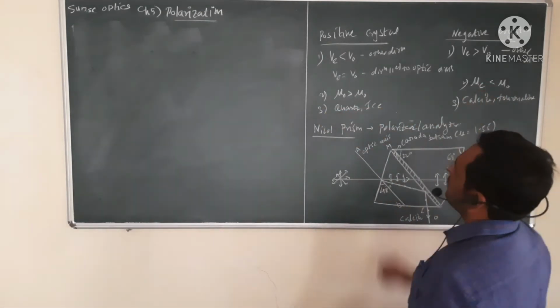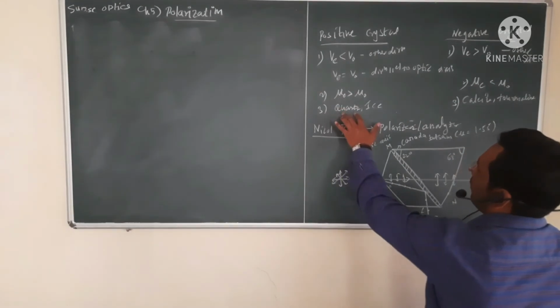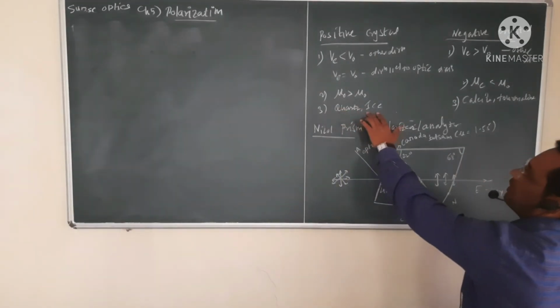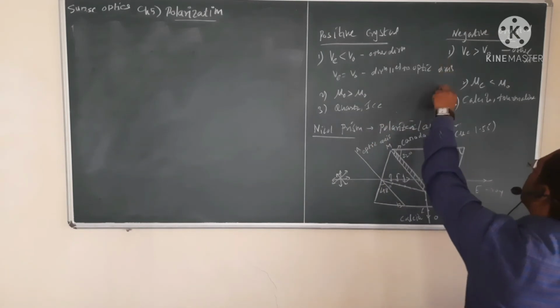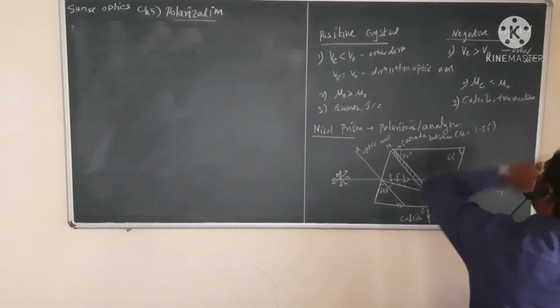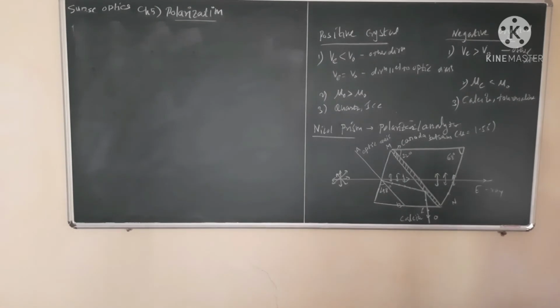The third difference is examples. Quartz and ice are examples of positive crystals, and calcite and tourmaline are examples of negative crystals. So these are the three major differences between positive and negative crystals.